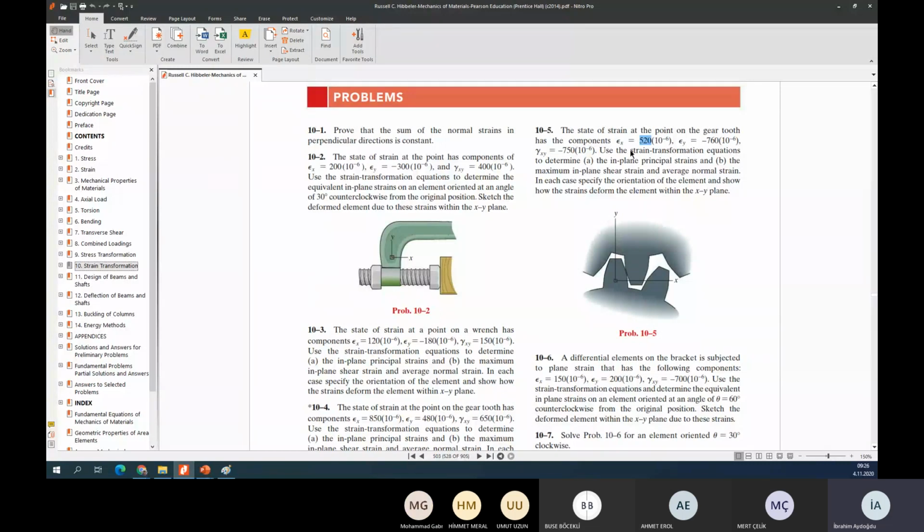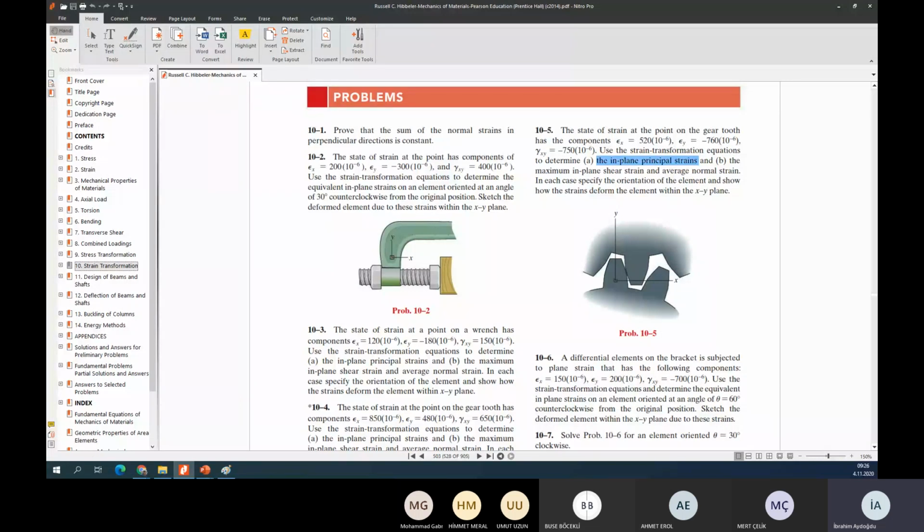Use the strain transformation equation to determine the principal strains, and find the maximum in-plane shear strain and the average normal strain. Average normal strain is easy. Most of you prefer the equation, so first of all I want to use the equation in this example.